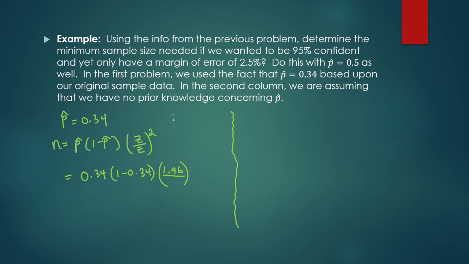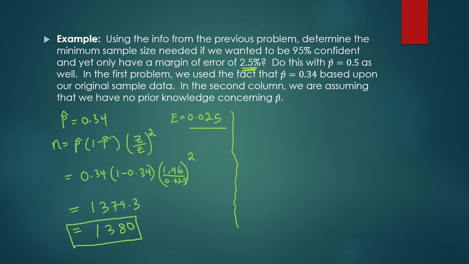E is the margin of error. In this case, E is 0.025 because we converted 2.5% to a decimal. So that's our E value. And we have to square the expression. This gives us 1,379.3, and that rounds to 1,380. Now I intentionally rounded to the nearest whole number, which gives me 1,380.